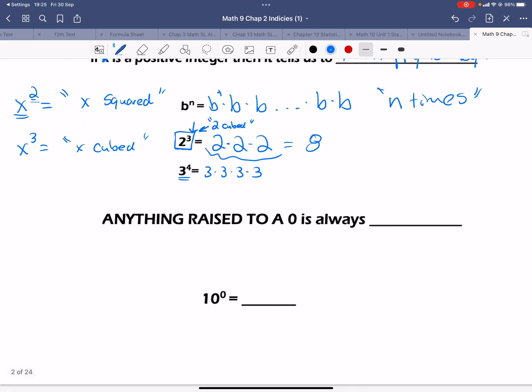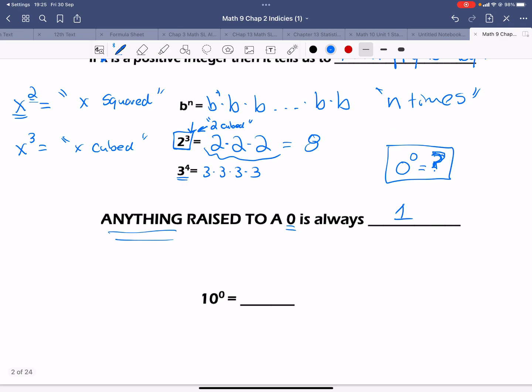Anything at all raised to a 0 is always 1. Except for, of course, 0 to 0. This is a big debate. You guys can look it up and you can tell me what you think 0 to the 0 is. And that's up to you. You guys can tell me when we get to class. You look it up, see what they say. Some people say it's 0. Some people say it's 1. I don't know. What do you think it is?